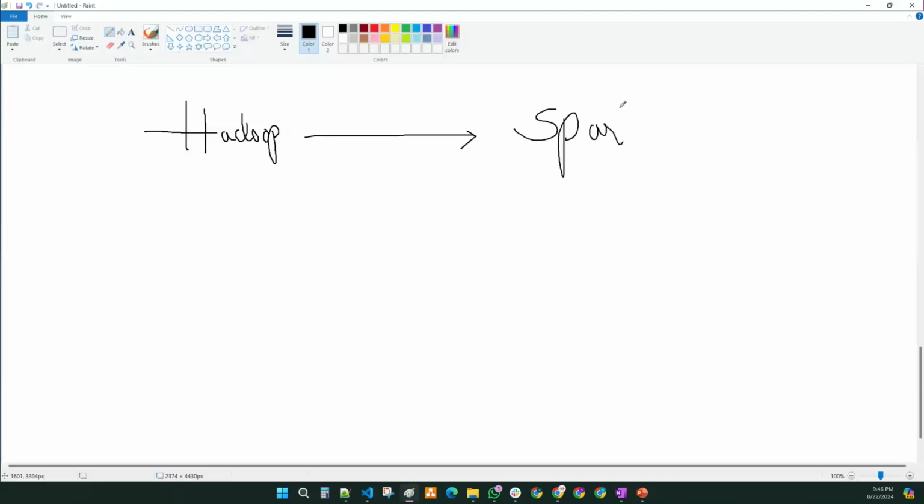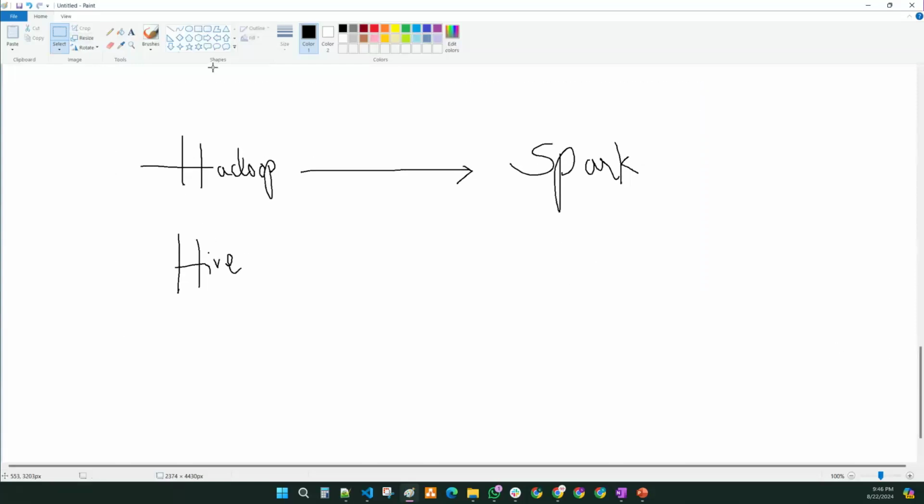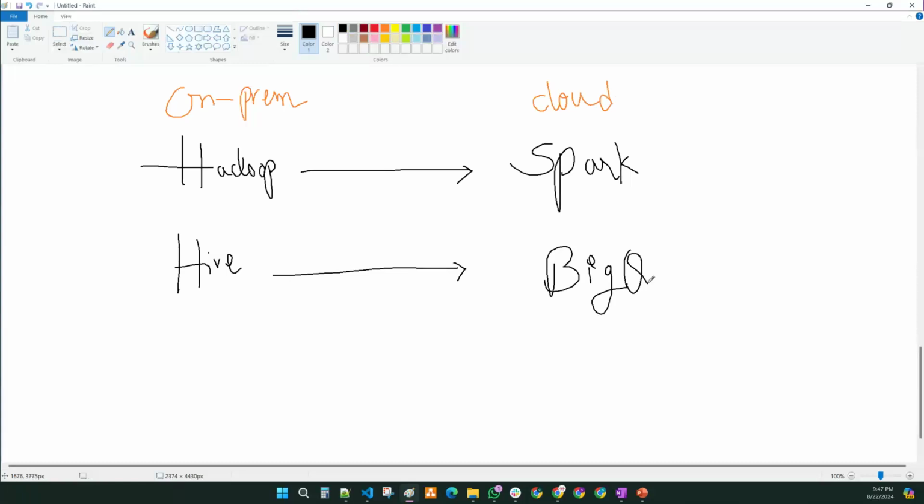We are learning the current technology, that is Spark. And Hive is data warehousing. Just now I told you, this is on-premises. What you are asking about are on-prem tools. Okay, and this is cloud. Instead of Hive, in the Google Cloud Platform we are learning BigQuery, which is also data warehousing, the very same thing.